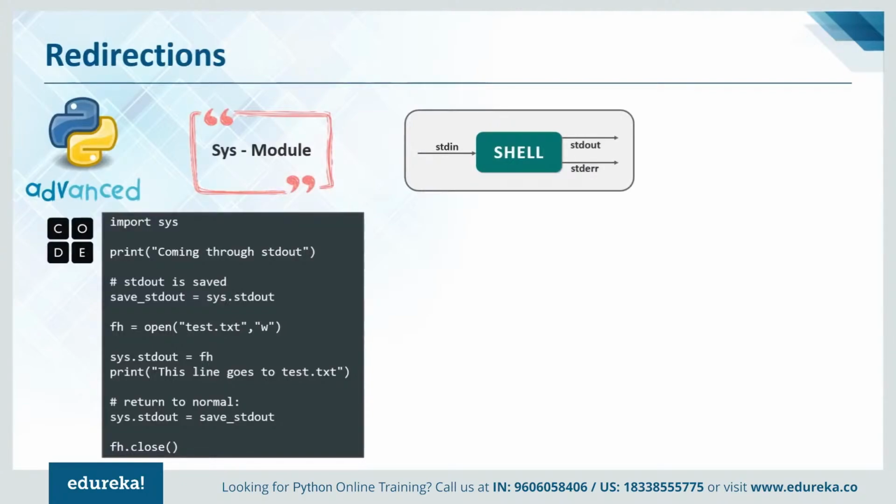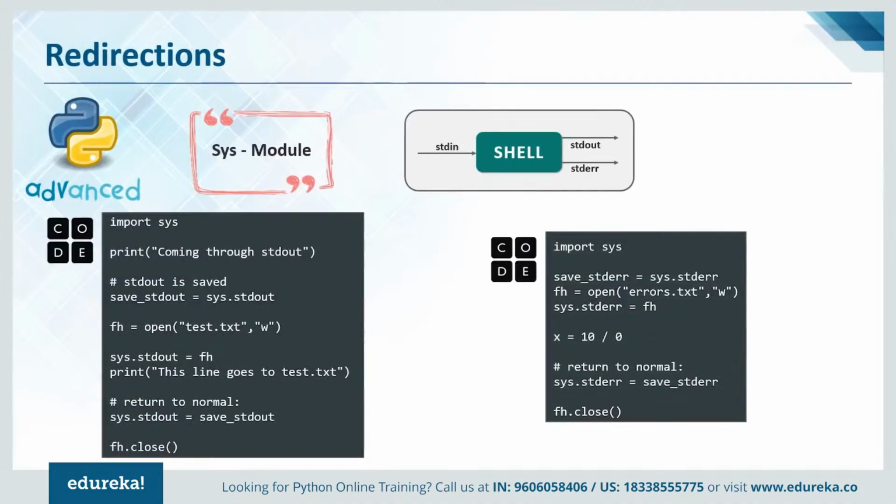After this, we open a file called test.txt for writing. After the statement sys.stdout equal to fh, all of the print statements will directly print into this particular file. What's the file? Test.txt. The original condition is restored with sys.stdout equal to save_stdout. So guys, your fh is actually the file handle. Pretty simple, right?